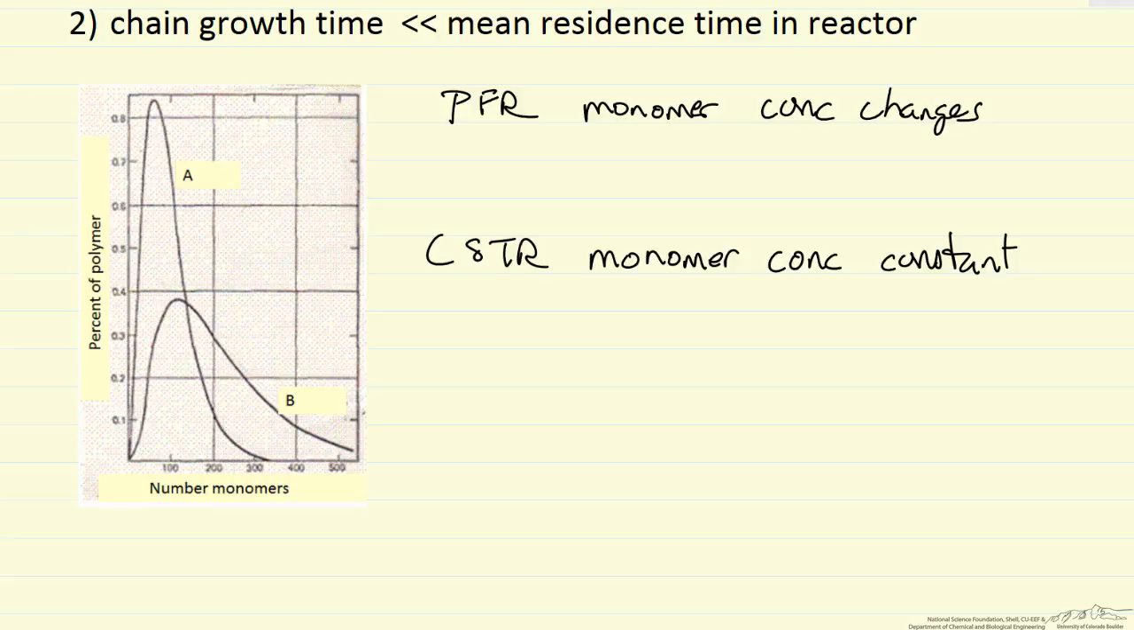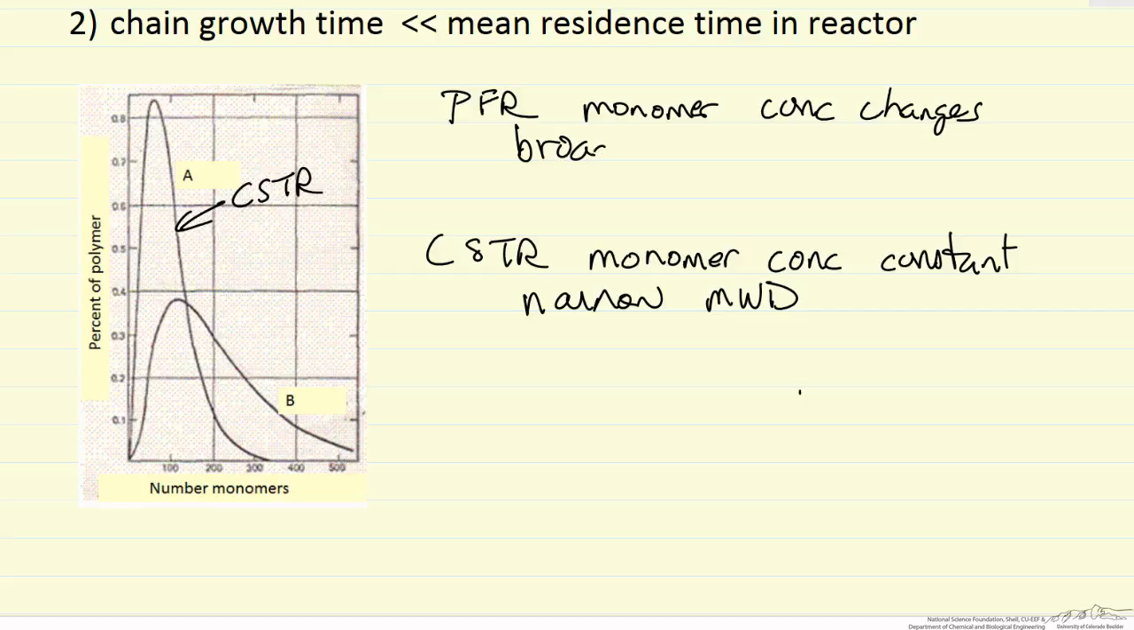Therefore, the termination rates are going to be uniform, and we're going to get a narrow molecular weight distribution. So then this would be behavior in a CSTR. In the plug flow reactor, we're going to have a changing concentration of our active species because the monomer concentration changes and their concentration depends on the monomer concentration. And therefore, we're going to have varying termination rates. And this is going to give us a broader molecular weight distribution. So in this case, plug flow reactor is going to give the broader distribution.